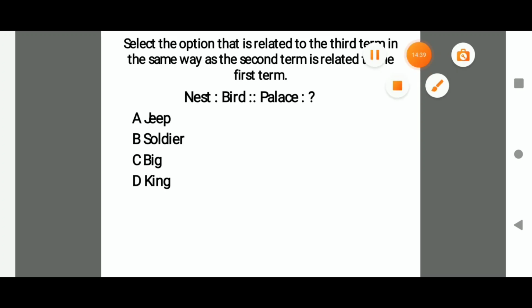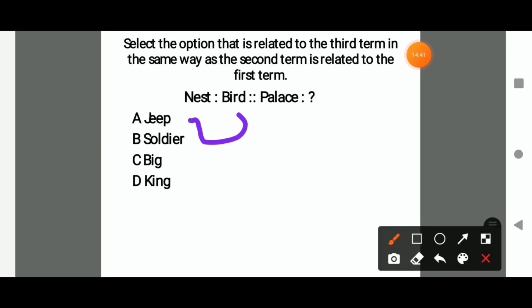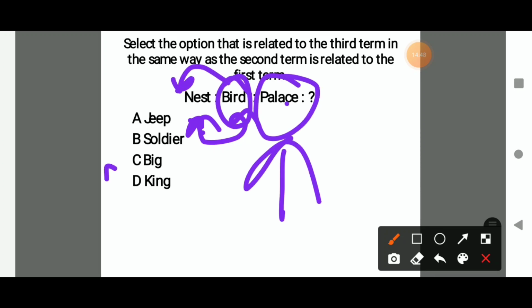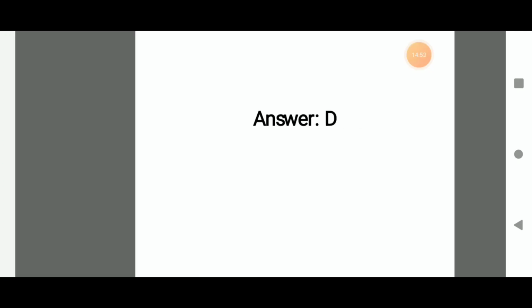And the next one is relation. Next is related to bird. Bird lives in a nest. So palace. In a palace, who lives? Only kings live. So option D will be the correct answer to this question.